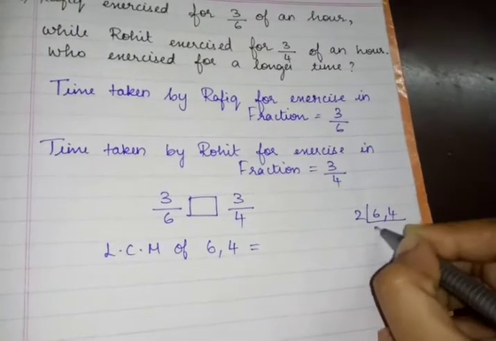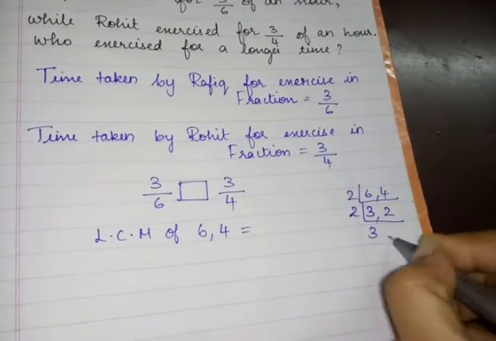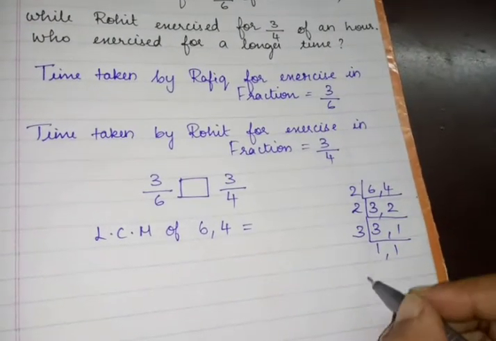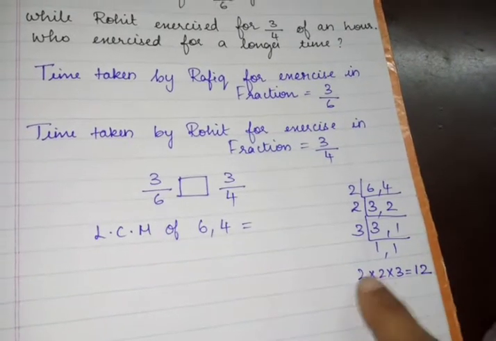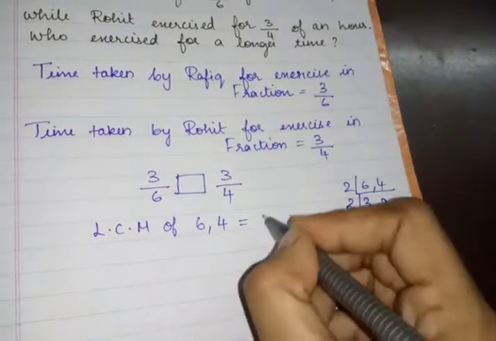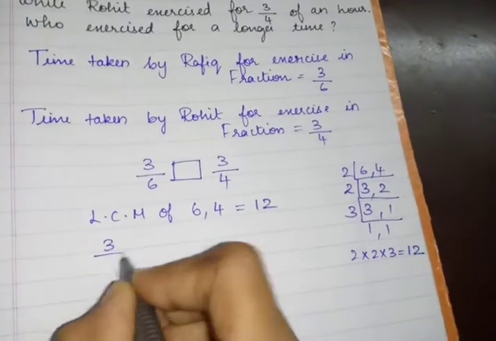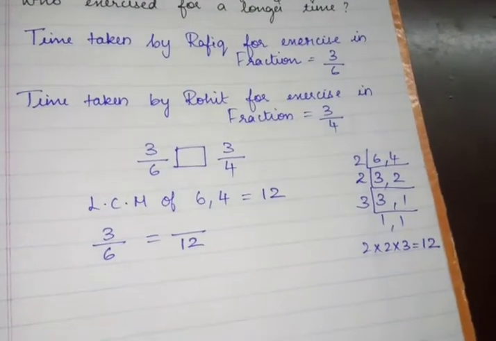In 2 table, 2 3s are 6, 2 2s are 4. Then in 2 table, 2 1s are 2. In third table, 3 1s are 3. So 2 2s are 4, 4 3s are 12. So LCM is how much? 12. So 3 by 6, I have to convert it as denominator 12.